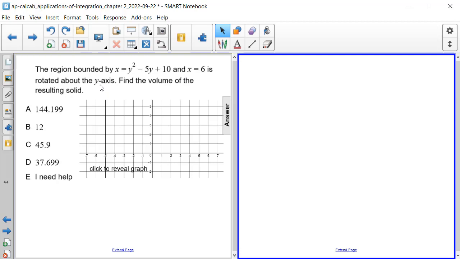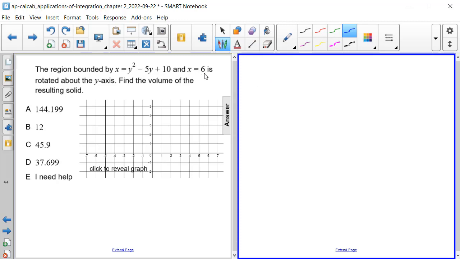Because we're rotating it about the y-axis, we need everything in terms of y, and they are in terms of y. So that part is already taken care of. Both equations are solved for x, or in other words, in terms of y. The next step is to determine the upper and lower limits of integration by setting our two equations equal to one another.